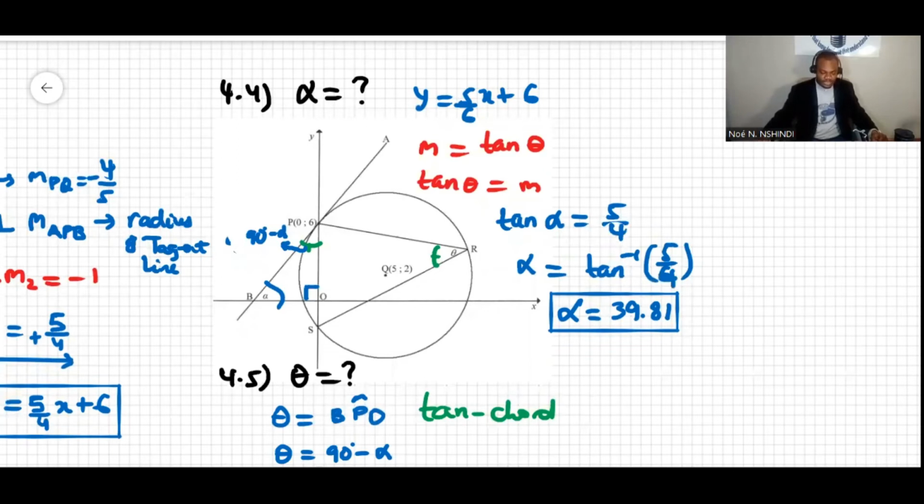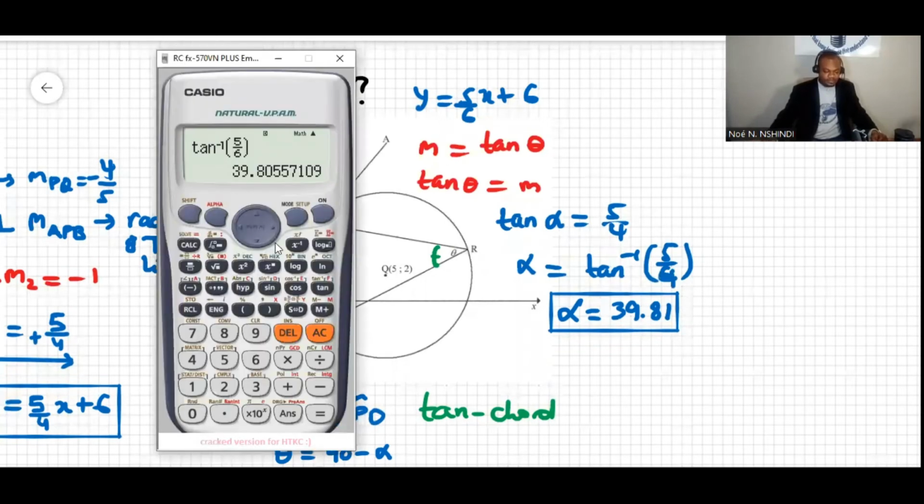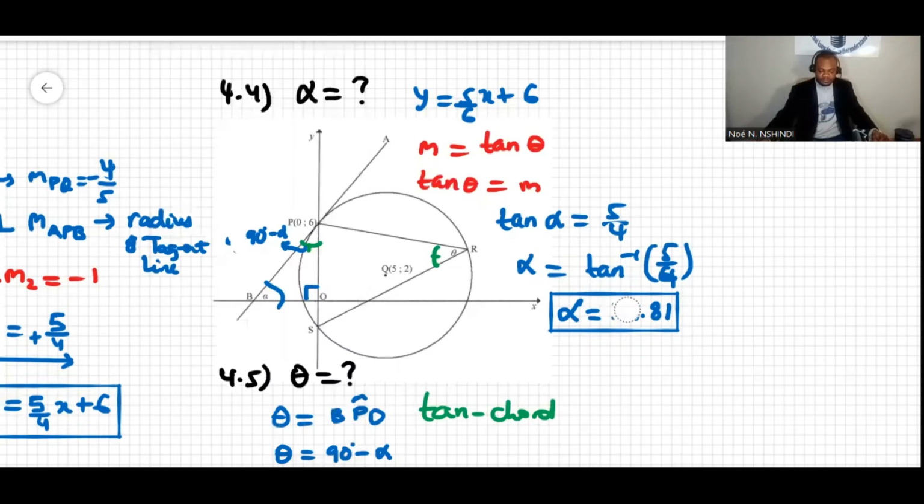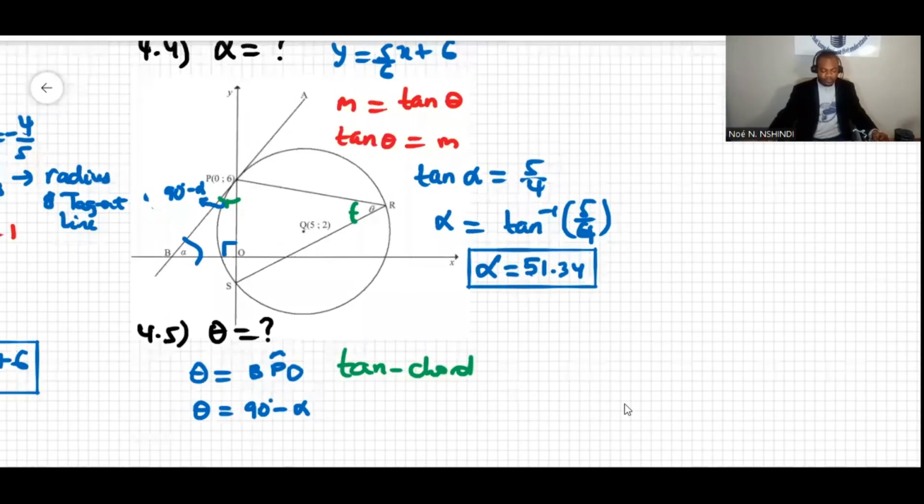Now if we do it in the calculator, we press the shift button, and then we can hit tan inverse of 5/4. This is equal to 51.34. I stopped there because the third decimal value is just 0. So that's 51.34. You can correct that one. So we can do now question 4.5 here.